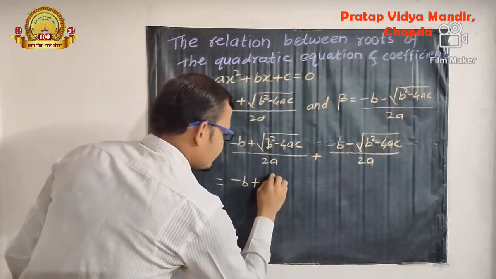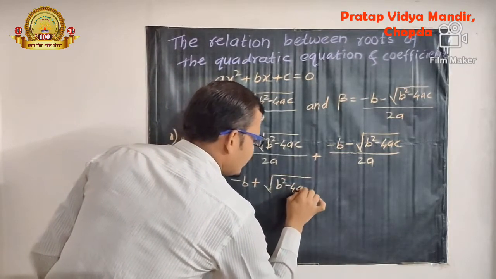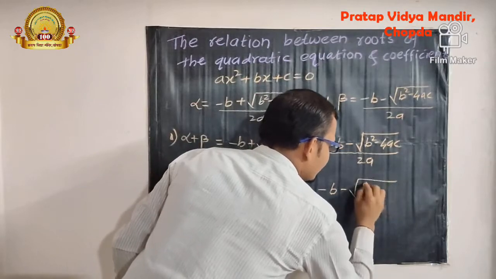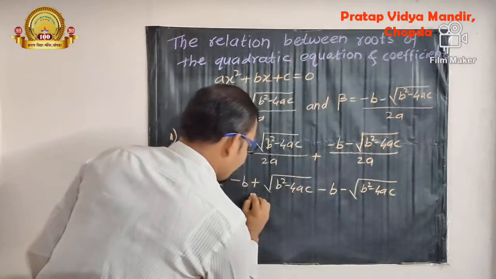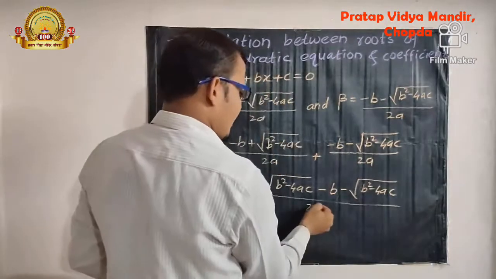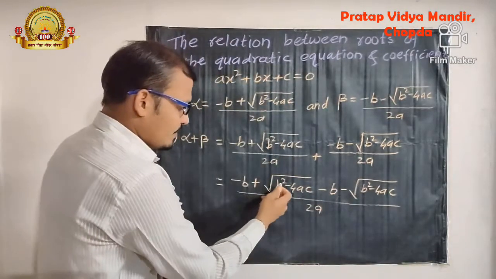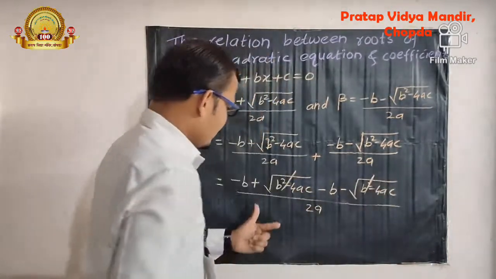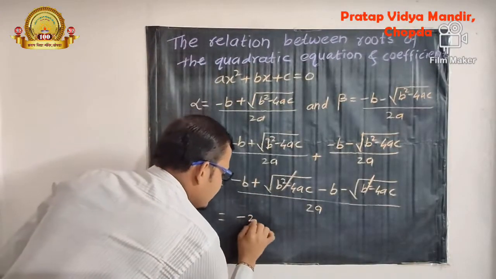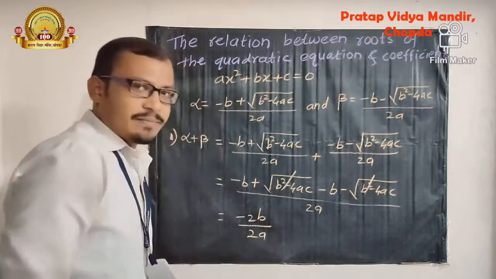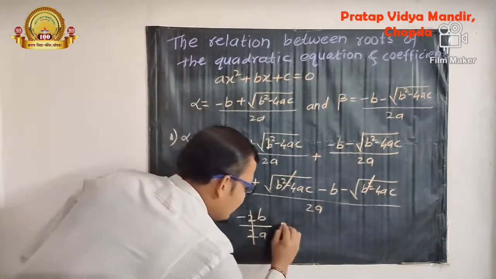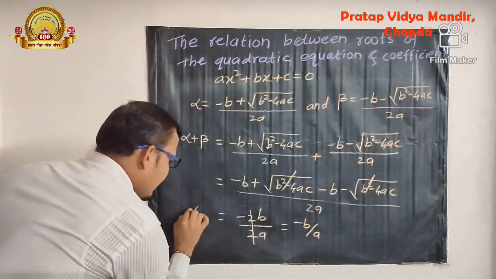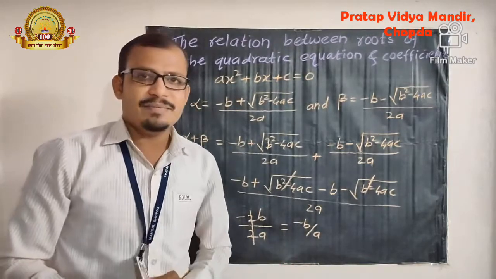Minus b plus under root b square minus 4ac, plus minus b minus under root b square minus 4ac, upon twice a. Now here plus under root b square minus 4ac and minus under root b square minus 4ac are cancelled. So we get here minus 2b upon 2a. Again 2 get cancelled. So we get minus b upon a. So the value of alpha plus beta is minus b upon a.